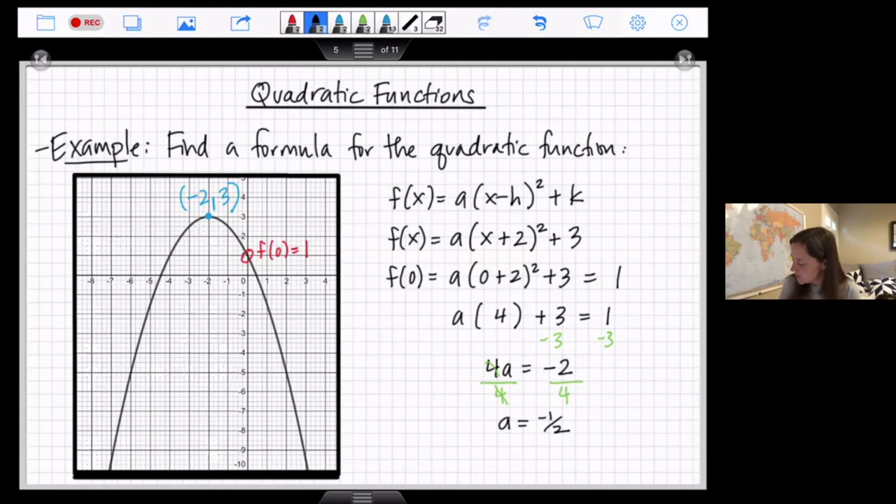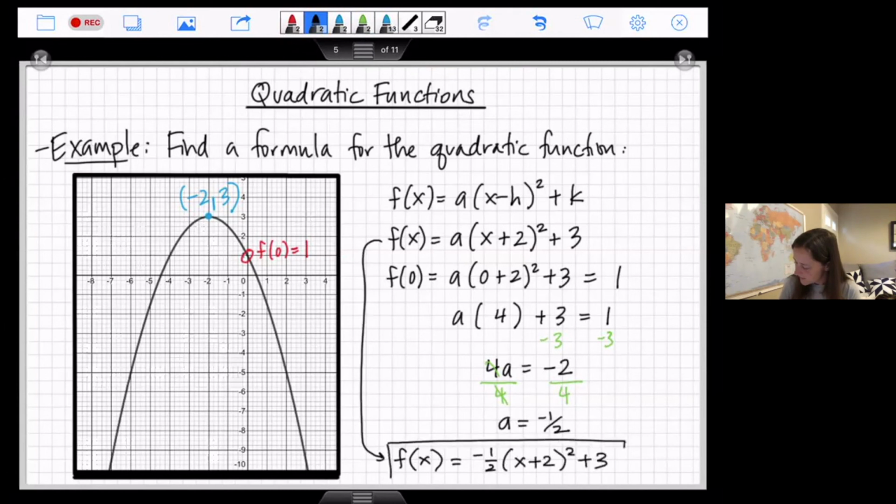So let's plug that in to the function. So last I had was up there. Instead of a, I'm going to write -1/2 times (x plus 2) squared plus 3. All right, so the vertex is the easiest part to figure out about the formula. Calculating what that a has to be takes a little bit of arithmetic.